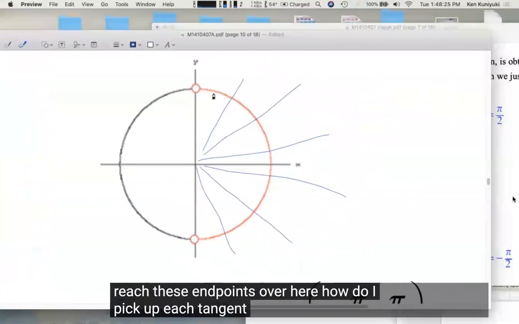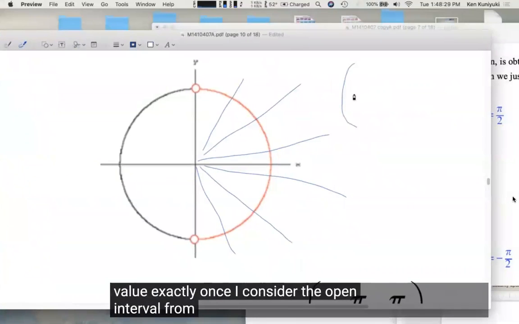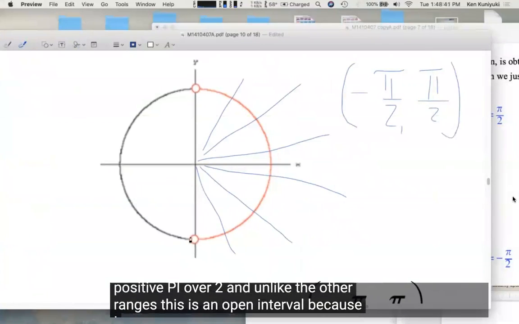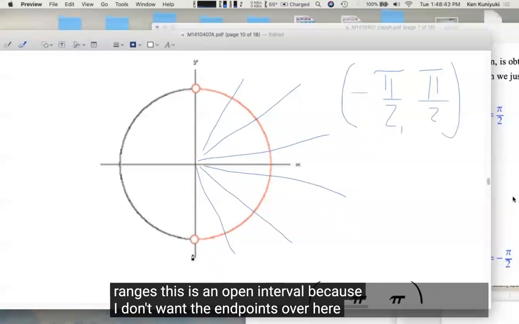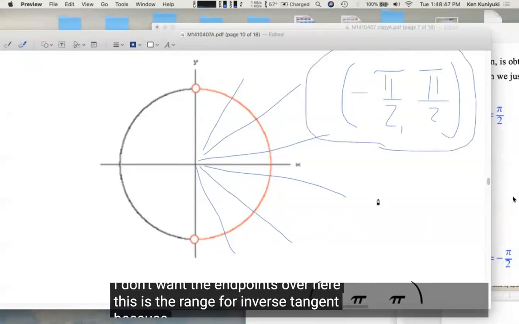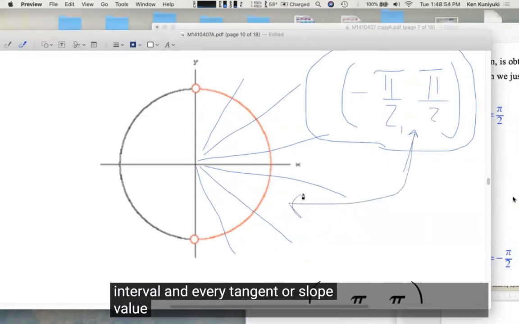How do I pick up each tangent value or slope value exactly once? I consider the open interval from -pi/2 to +pi/2. And unlike the other ranges, this is an open interval because I don't want the endpoints over here. This is the range for inverse tangent, because there's a one-to-one relationship between every angle in this interval and every tangent or slope value between here and here.